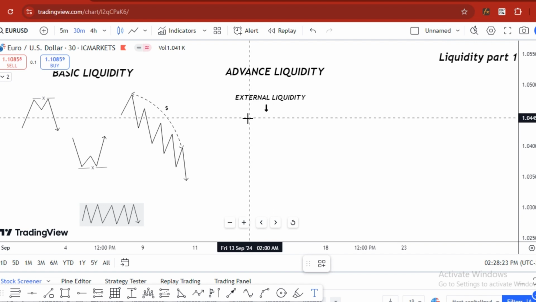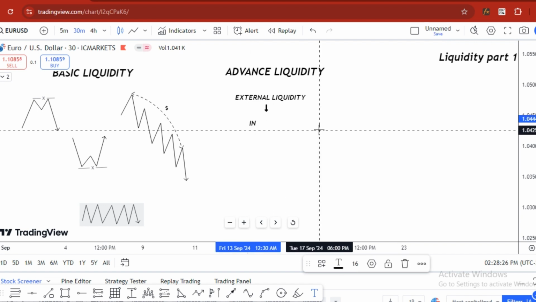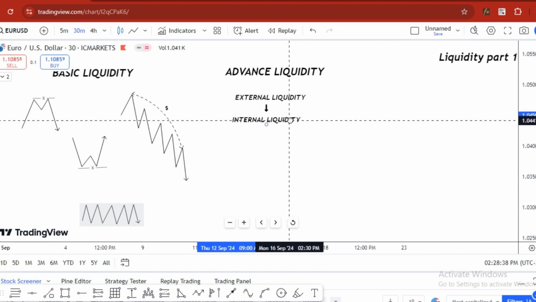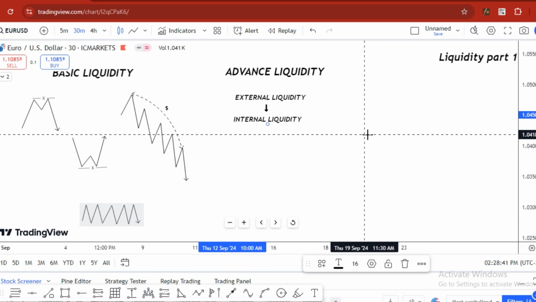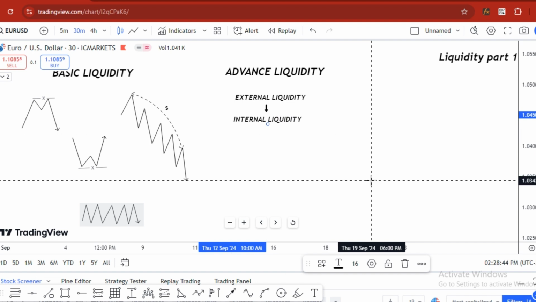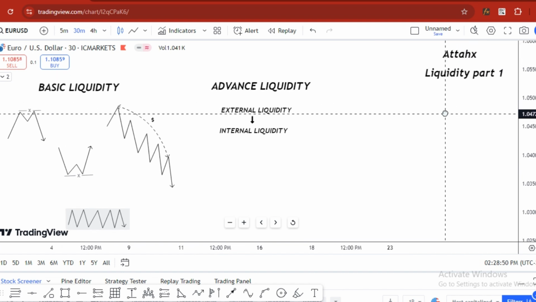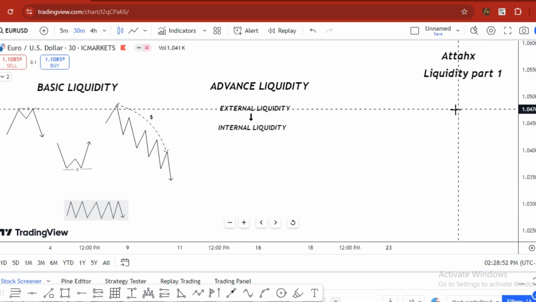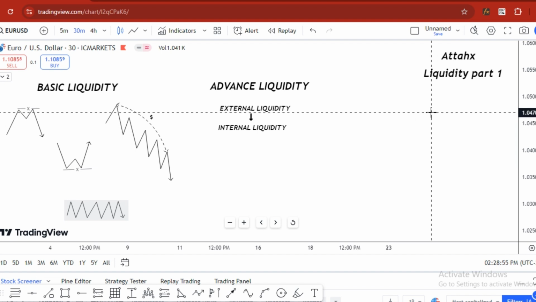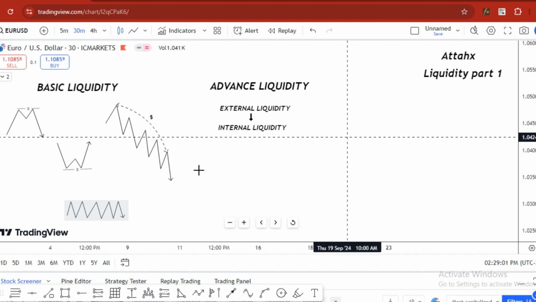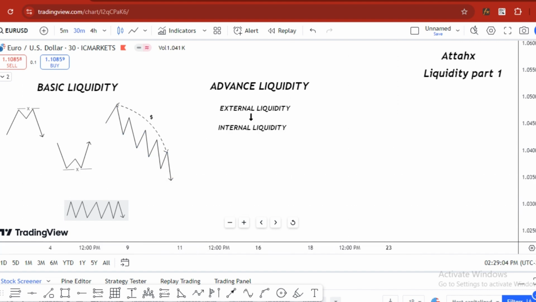And then we also have the internal liquidity. And we also have the internal liquidity, right? Now, this external liquidity has its own parts. The internal liquidity has its own parts too, right? It is being labeled in different dimensions.